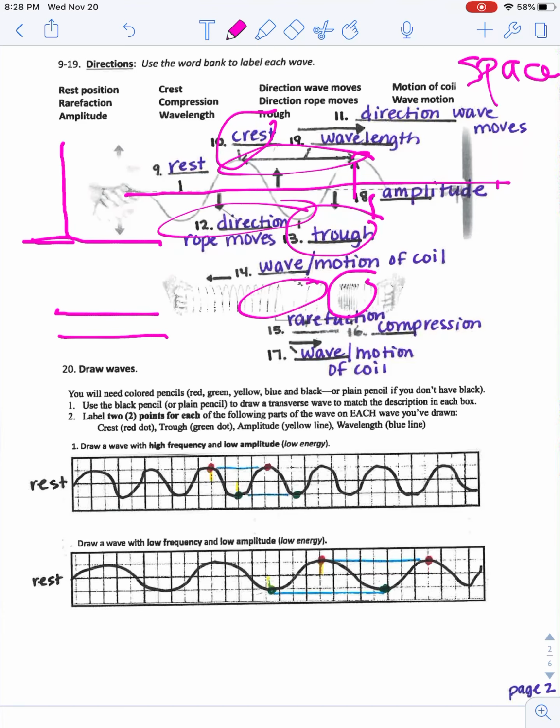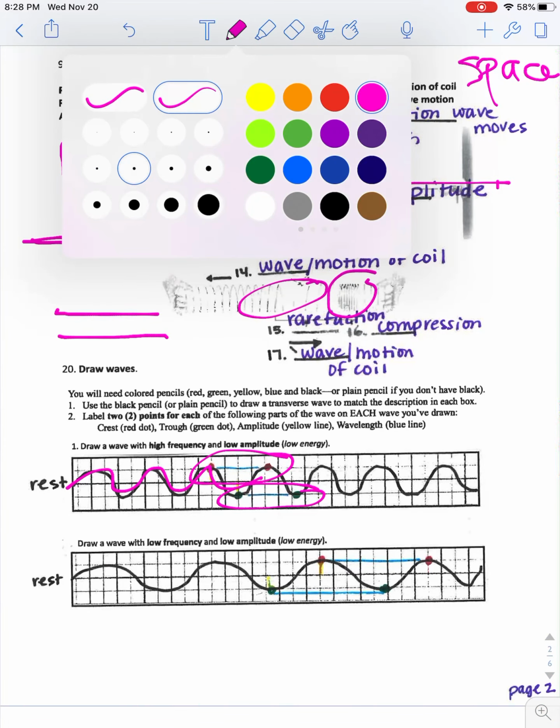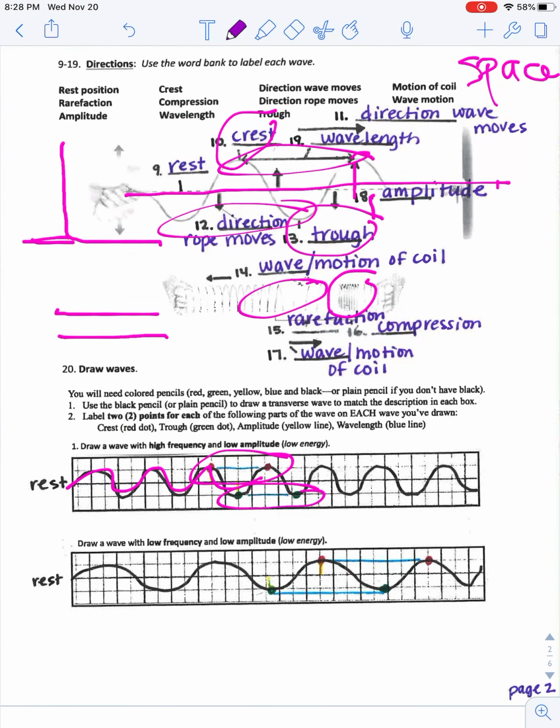Big thing here, you're going to, once again, need to know and be able to label the parts of the transverse wave. We know that this is low amplitude versus high amplitude because it's resting here in between. Now, if we were looking for a high amplitude wave, well, let's make that a little bit darker. High amplitude is going to go all the way up, all the way down, all the way up, all the way down, all the way up.